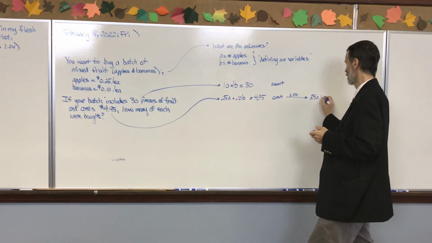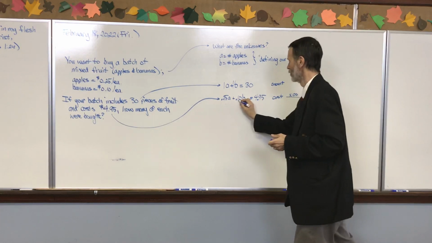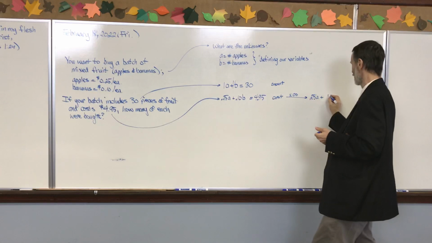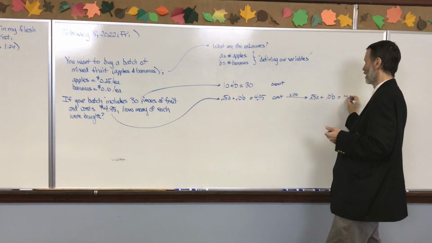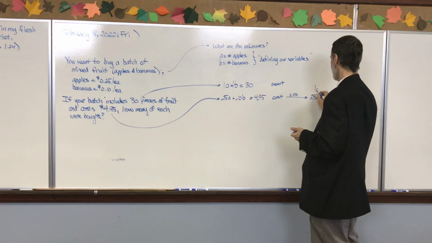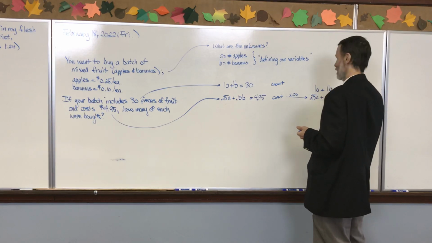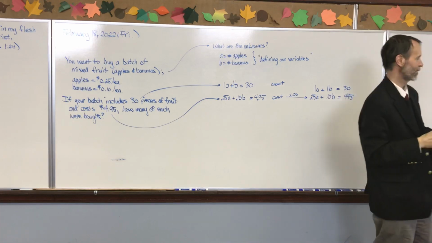25A plus 10B equals 495. Yep, exactly. And I'm going to leave the top alone. 1A plus 1B equals 30. Yeesh. I'm sorting the equations.